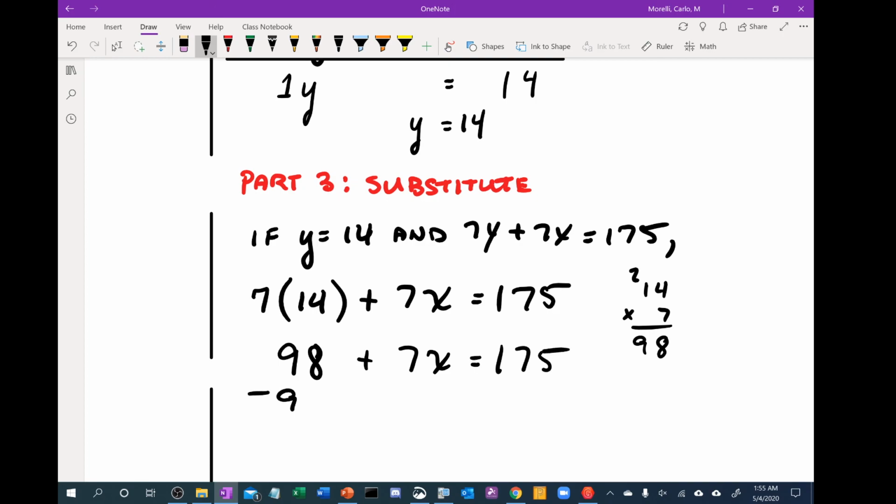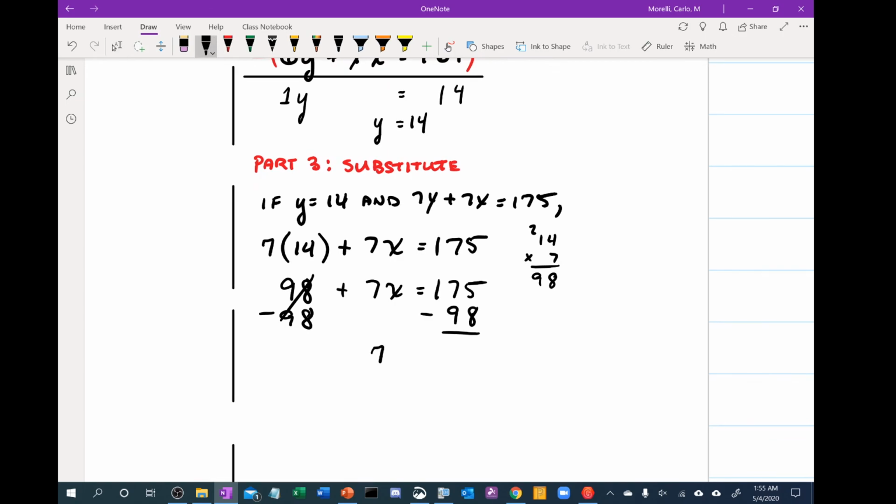We'll subtract 98 from both sides. Cancels out. And so 7x equals whatever this is. So we'll borrow here. This becomes a 0. This becomes 16. This becomes 15. And so 8 from 15 is 7. And then 9 from 16 is also 7. And then we have 0. Okay, so it's just 7x equals 77. Now we'll divide both sides by 7. So 77 divided by 7 is 11, so x equals 11.